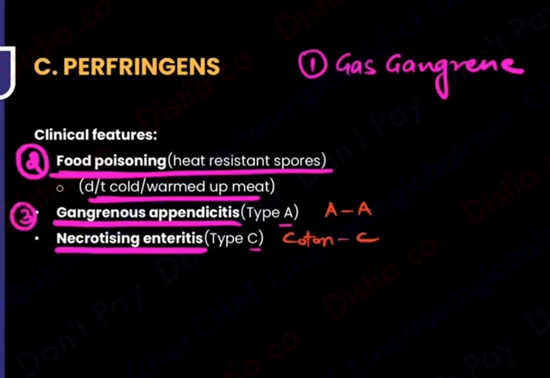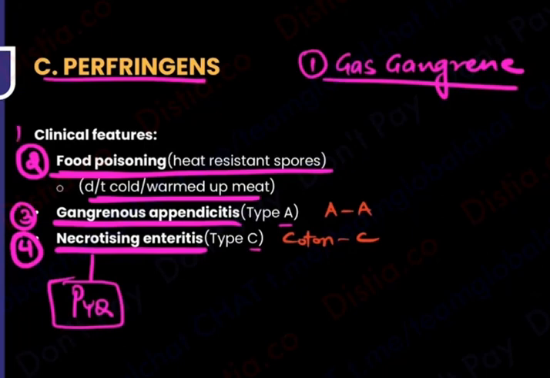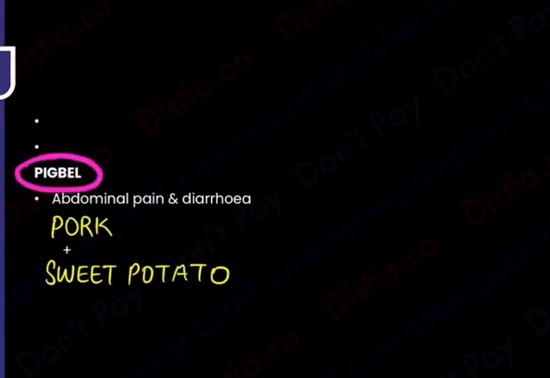Remember, these are some of the intestinal manifestations, and this is a PYQ. Necrotizing enteritis is caused by which of the following Clostridium species? So perfringens is not just gas gangrene but a lot of food poisoning. In fact, I'm going to tell you one very interesting food poisoning. It is called pig bell. Pig bell is something which is not very common in India but very common in European countries. And what is pig bell?